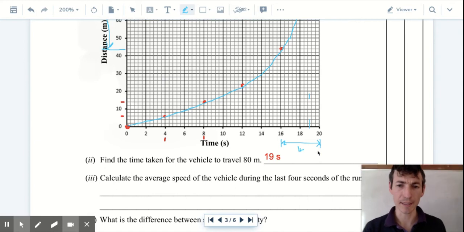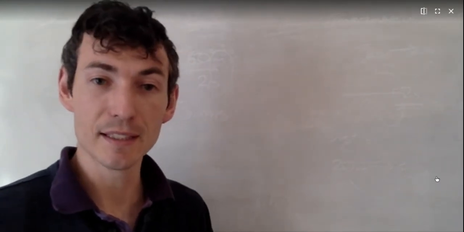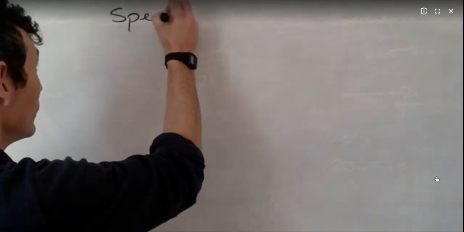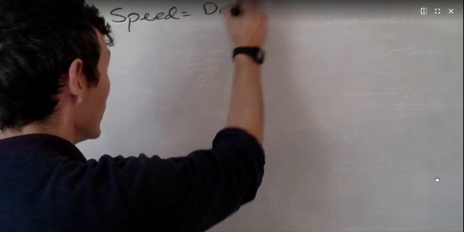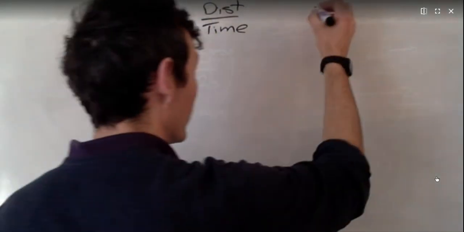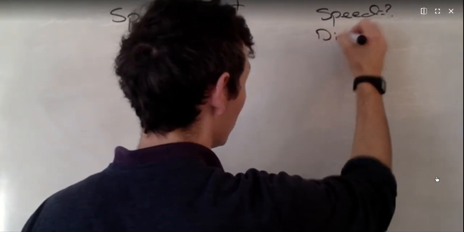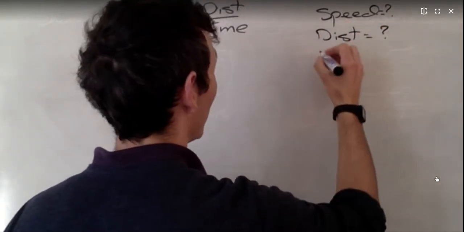I'm going to pause it there for 1 second, and we're going to have a look at our speed equation before we go any further on the graph. So calculate the average speed of the vehicle during the last 4 seconds of the run. If we're being asked about a speed question, you need to be thinking straight away about your speed is equal to distance divided by time formula. In this question, we are looking for speed. That's our question mark. Do we have the distance? We'll work that out from the graph. And the time.